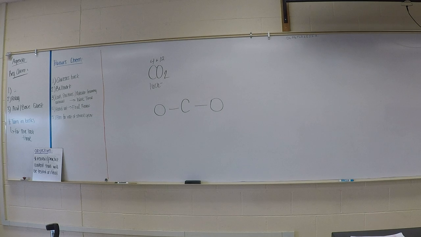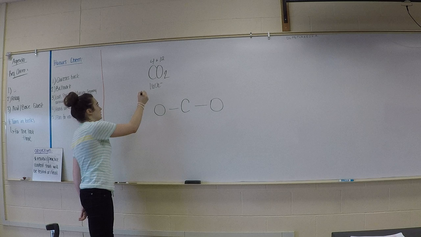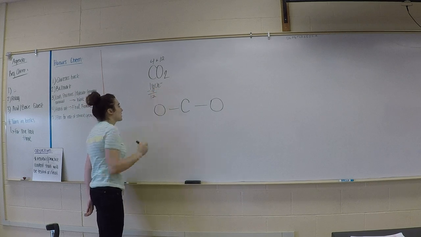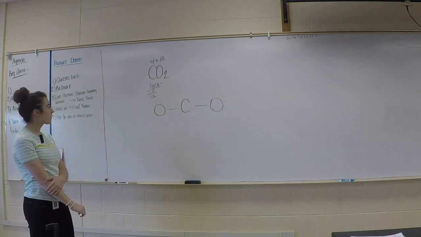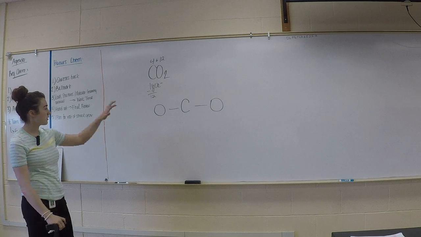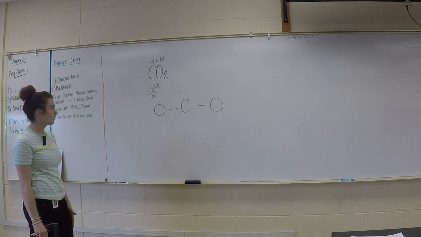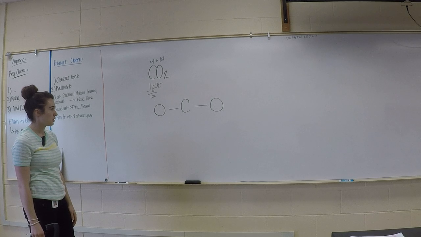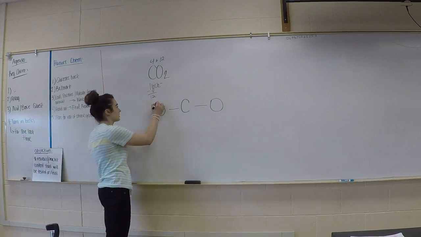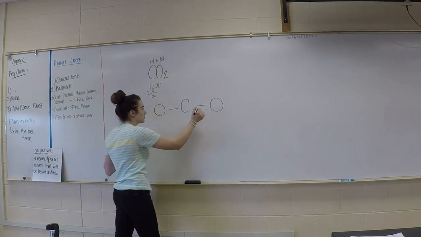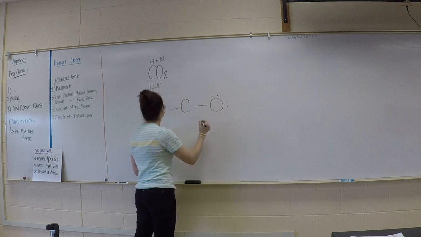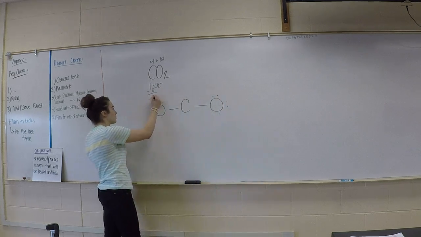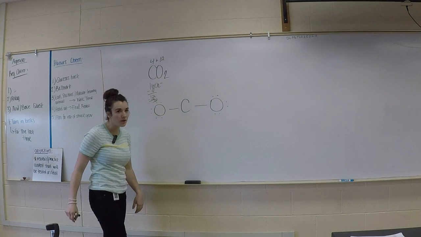So then, how many did we just draw? 4? So that takes care of 12. So how many are we going to have now? 6 where? On each of the oxygens, the outside. All right, so that helped us use up the remaining of our 12, so now we have 0.